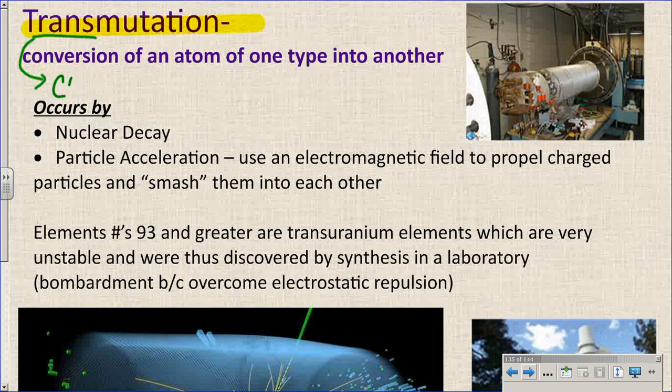To change form is kind of what this means, because trans is the change part, and the mutation part is also along the change part, like mutation of your genes and stuff like that. But essentially, transmutation means to change form, and we're specifying the nucleus is changing form in this case.